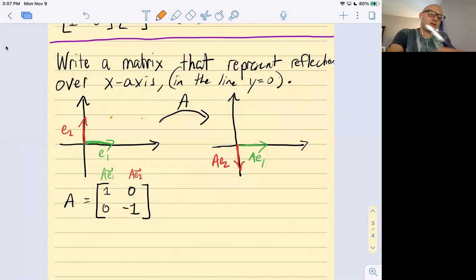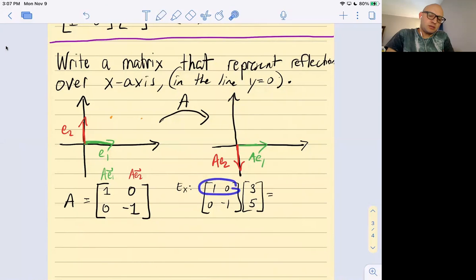Let's also do another example. If I do [1, 0; 0, -1] times [3, 5], just a random point, using the trucks into the parking spots method, the first entry is going to be 3, and this one would be -5. So what it does to that arrow is it takes (3, 5) and moves it to (3, -5). And that's exactly what we wanted to do when we flip something over the x-axis. Okay.